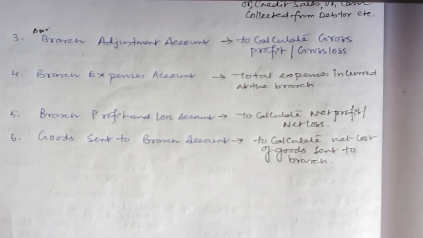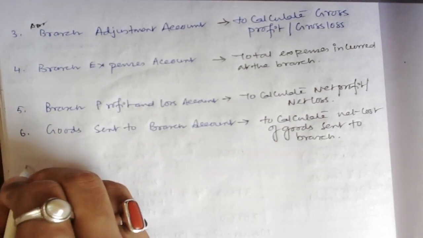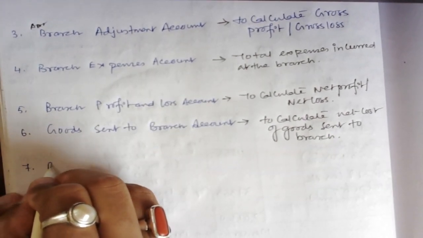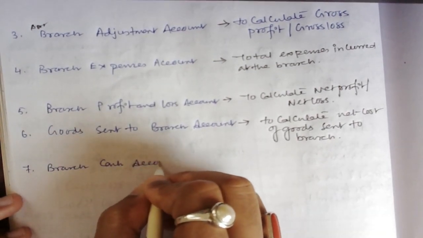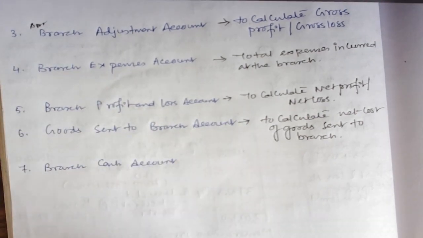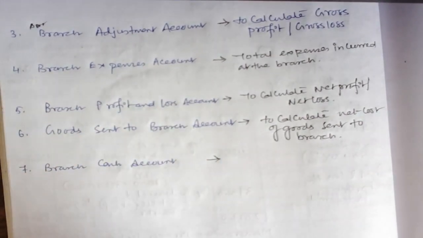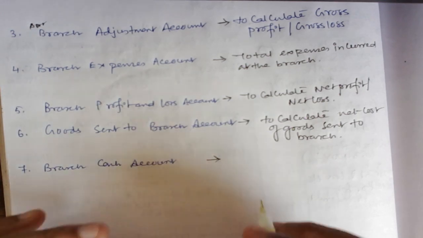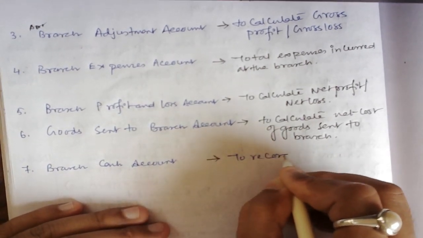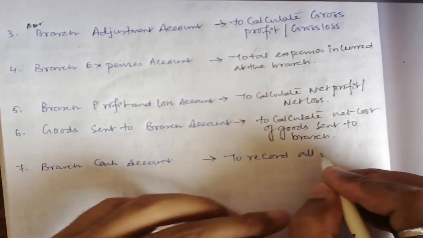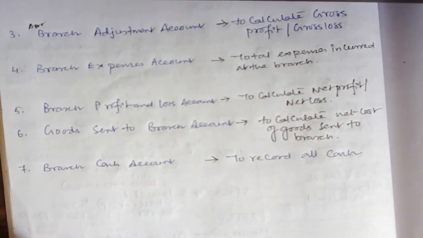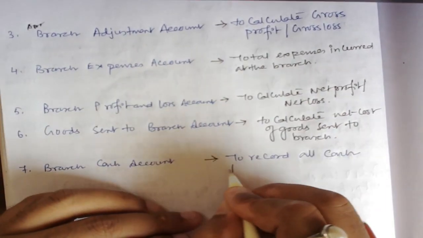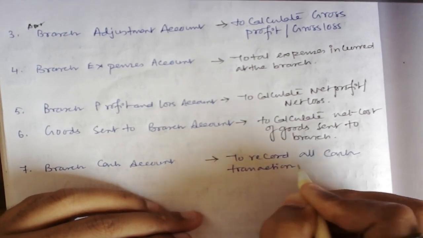So 6 accounts have already been noted, and one more very important account that we need to name. That is the branch cash account. Branch cash account is one of the topmost important accounts with respect to this. In the branch cash account, the purpose is to record all cash transactions of the branch. To record all cash transactions of the branch.